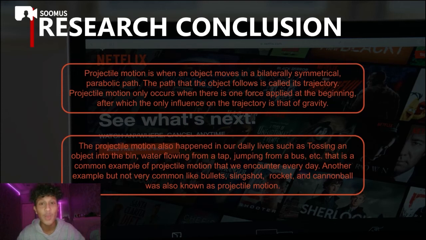As you know, our group topic is projectile motion. So now I'm going to present our group topic's conclusion.